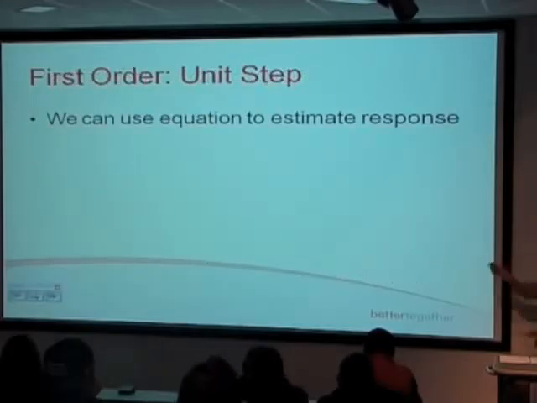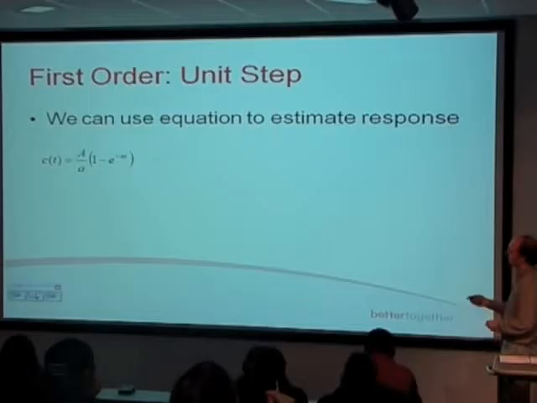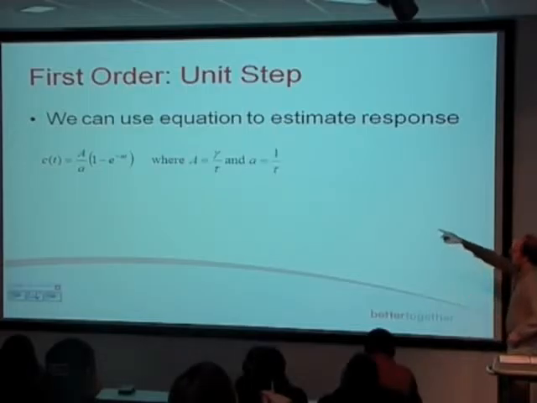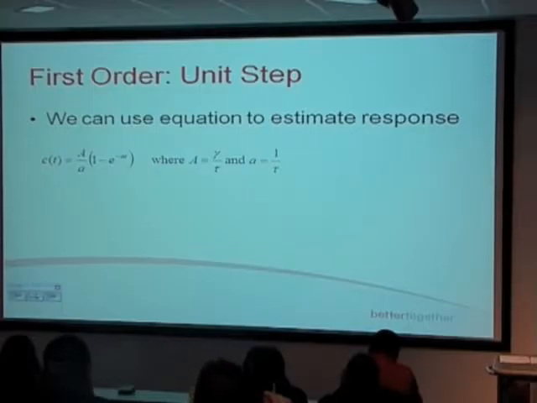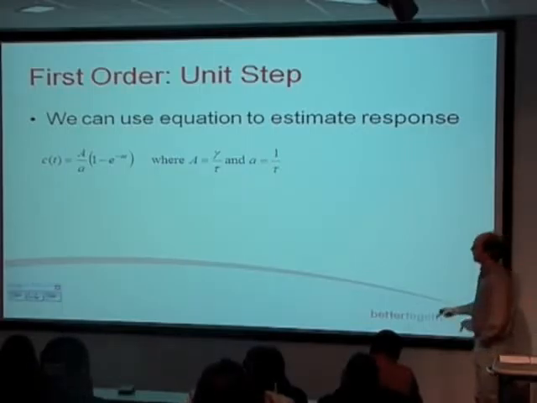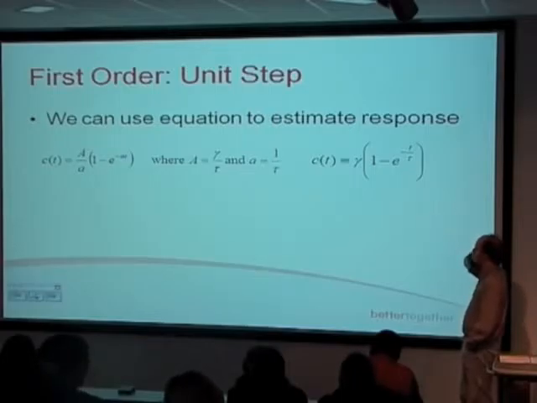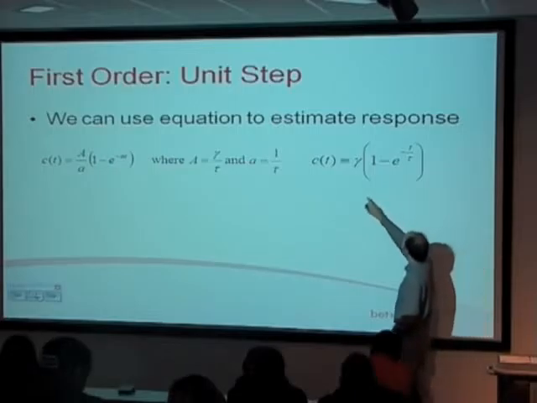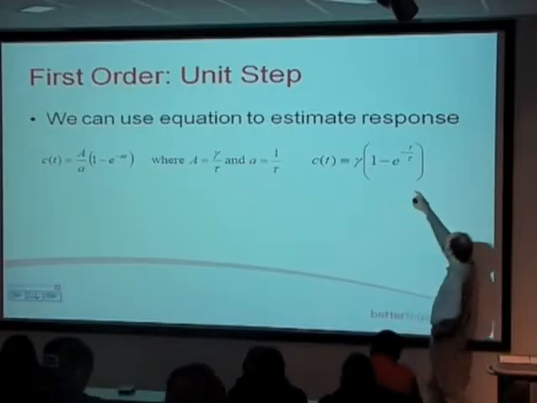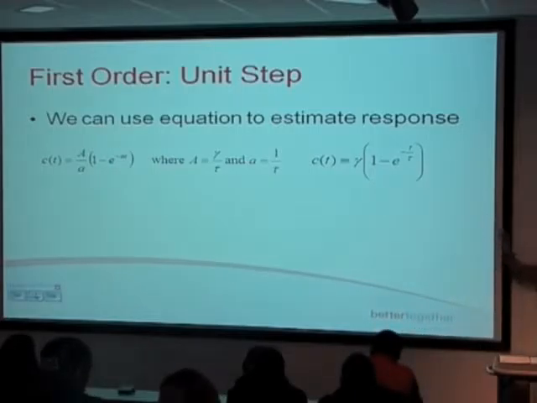Okay, well, we can use that equation to estimate the step response. So we know before that big A is gamma upon tau and little a is 1 upon tau. And we can rewrite it in terms of our terms. So we end up with c of t is the gain multiplied by 1 minus e to the minus little t upon tau. Okay, so this is our time response.